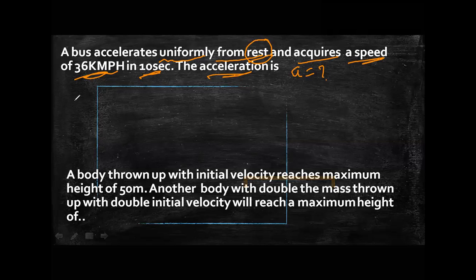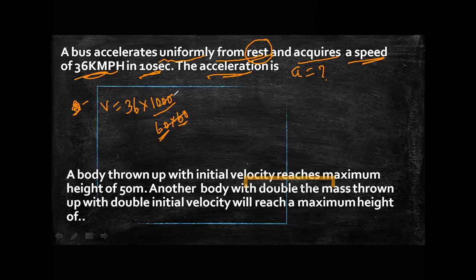The speed is 36 kilometer per hour. I have to convert it to meter per second. Kilometer is how much? 1000 meters. An hour is 60 minutes into 60 seconds. So to convert kilometer per hour, you have to multiply with 1000 meters, since 1 kilometer is 1000 meters. Hour, how many seconds? 60 minutes into 60, right?